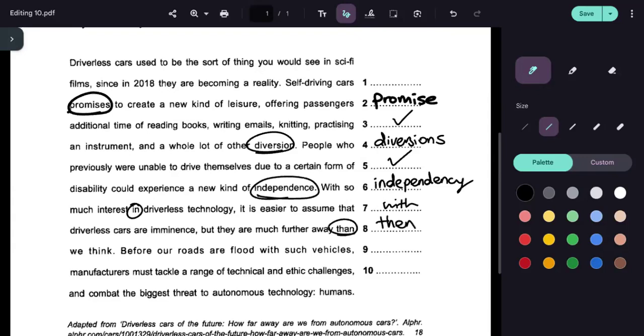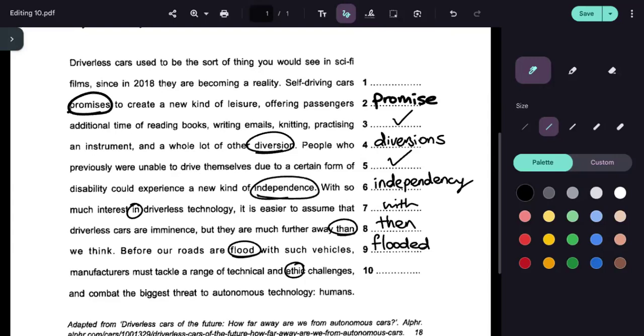Okay, there's a difference between an A and an E. A is when you have a countable item, then is not countable item. Okay, then we think before our roads are flooded with such vehicles, manufacturers must tackle a range of technical and ethical.